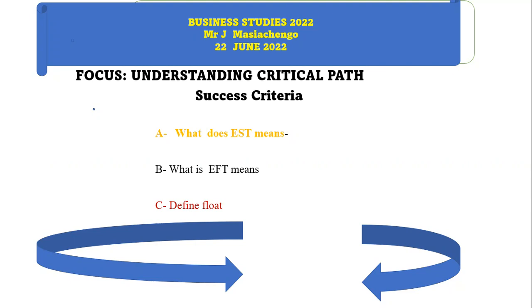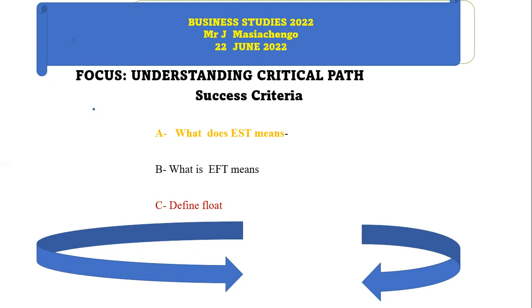Let's start. I want you to get your pen and your paper as we start this new topic: critical path, what it is. Let me give you the definition. Critical path is the sequence of activities that must be completed on time for the whole project to be completed by the agreed date.